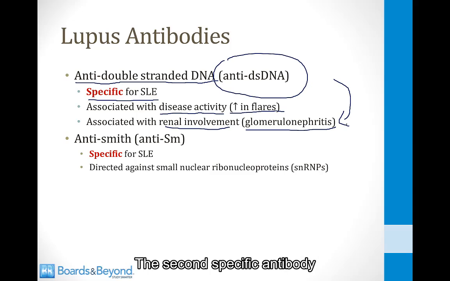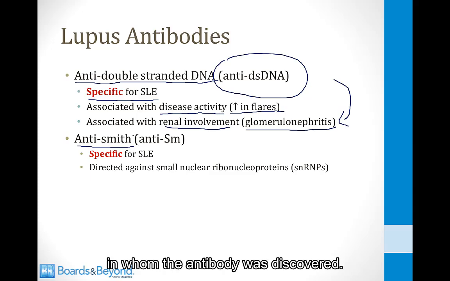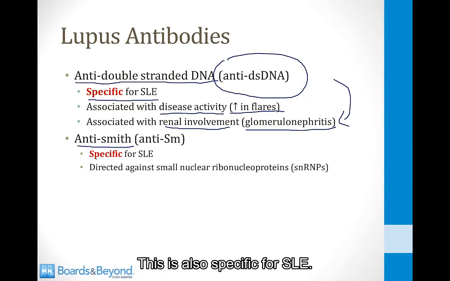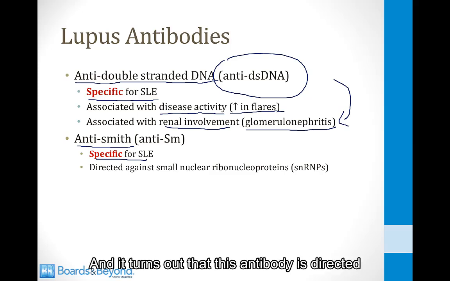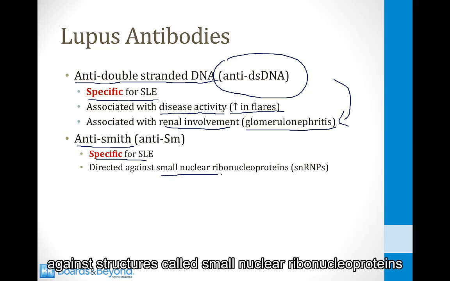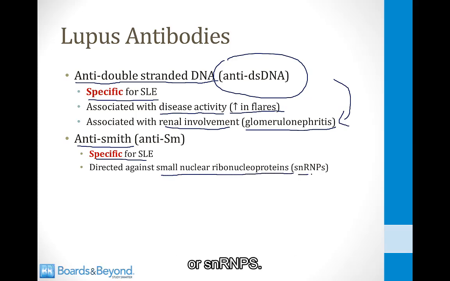The second specific antibody is called the anti-Smith antibody. It's named for the first person in whom the antibody was discovered. This is also specific for SLE. And it turns out that this antibody is directed against structures called small nuclear ribonuclear proteins, or SNRNPs.